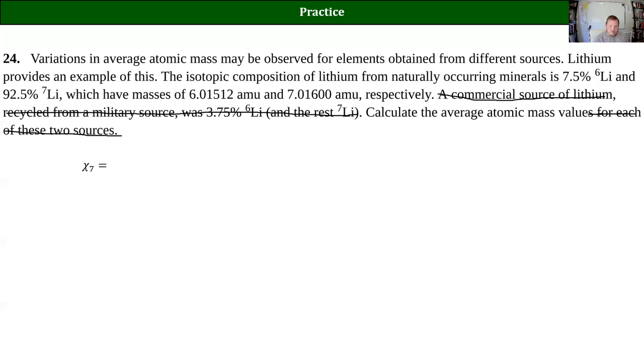So we have chi for lithium 7 and chi for lithium 6. Chi for lithium 7 is going to be 0.925. So again, we're taking that percentage and turning it back to a decimal. Because just like a probability, we say you've got a 25% chance of winning, the probability has to be between 0 and 1, right? Because percent means for every 100. So 92.5% lithium 7 means that the decimal version is 0.925.